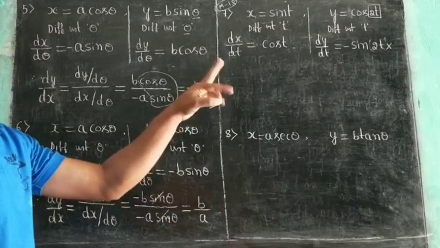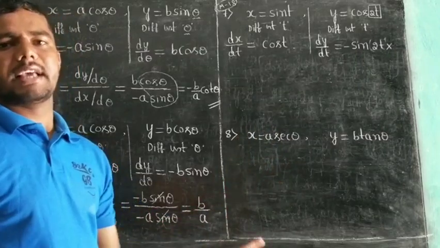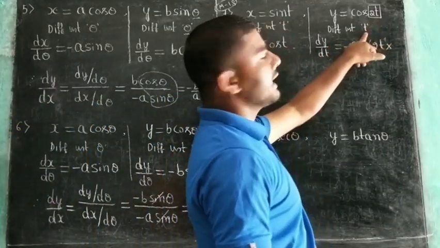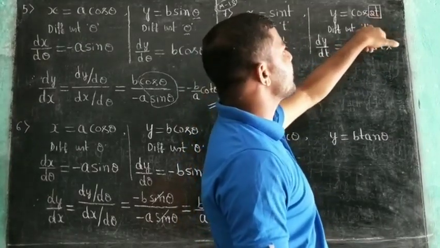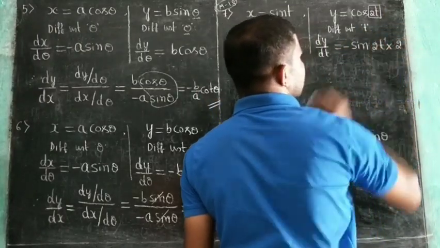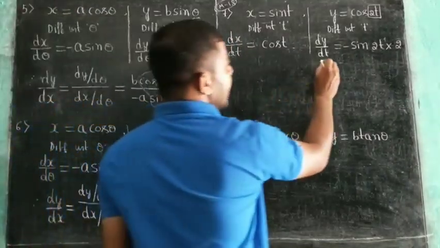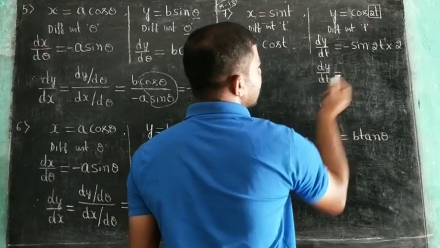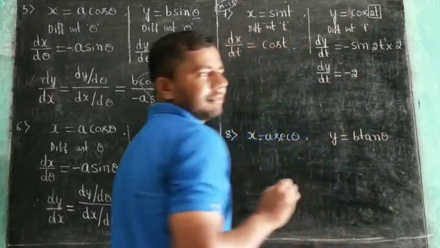What is the derivative of 2t with respect to t? The derivative of 2x with respect to x is 2. Similarly, the derivative of 2t with respect to t means take 2 as it is. The derivative of t with respect to t is 1. 2 into 1 is nothing but 2. Sin 2t into 2. dy divided by dt is equal to, here take minus 2 as it is.